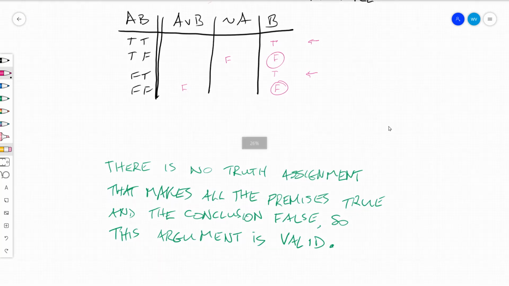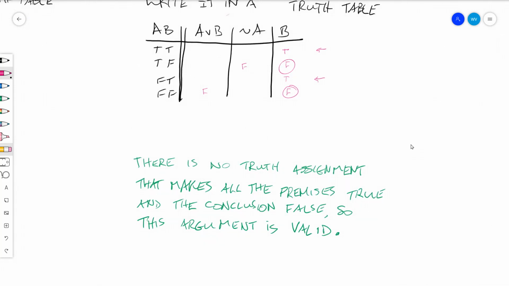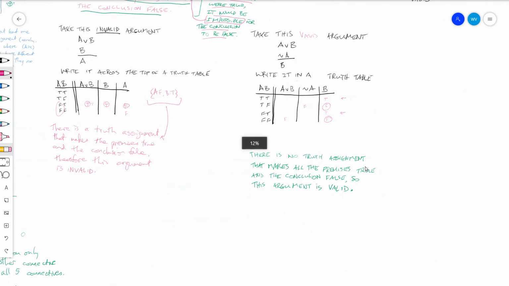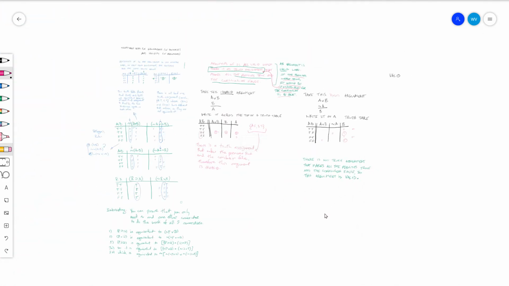So the explanation you would give here is this one. There is no truth assignment that makes all the premises true and the conclusion false. So this argument is valid. Okay, so that's the truth table test for validity. We'll do more with that later.